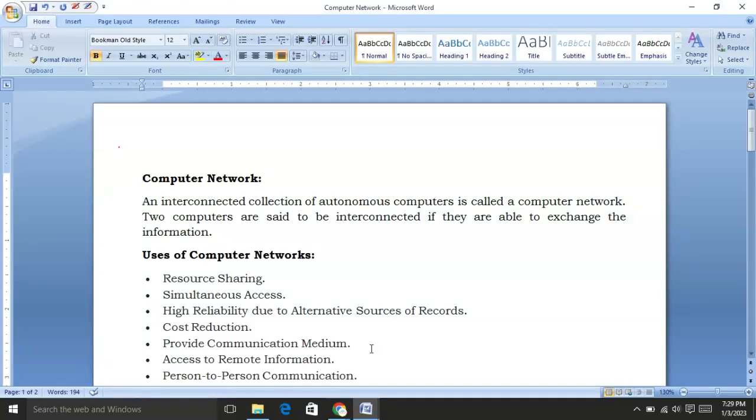Students, now I would like to discuss the introduction to computer networks. First of all, we are going to define what a network is. Here I am going to present one definition: a network is a collection or interconnection of autonomous computers. We can remember this: an interconnection of autonomous computers is known as a network.